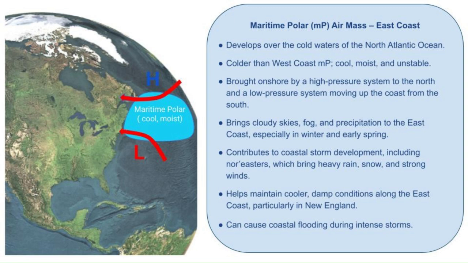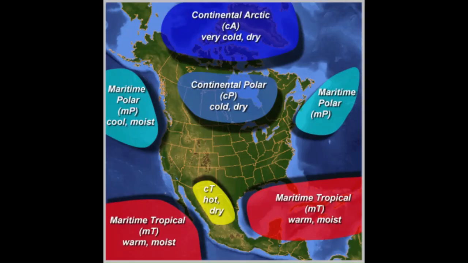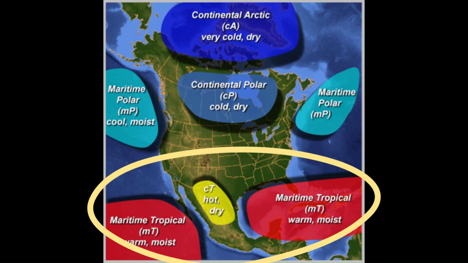This air mass helps maintain cooler, damp conditions along the east coast, particularly in the New England region, and can also cause coastal flooding during intense storms. Next, let's move to the tropical region.